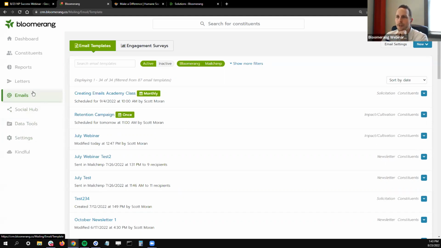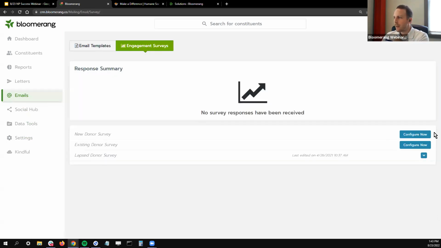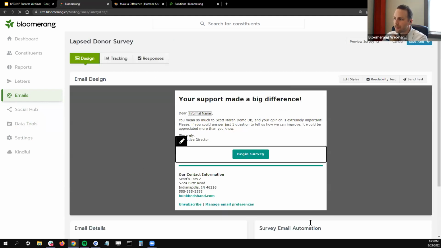So if I go to my emails here again, we have engagement surveys up here at the top. And here I have my lapsed donor survey, my existing donor survey, and my new donor survey. In my demo database, I don't have responses here yet, but if I did, I would see a graph of their survey responses up here. But what I can do is click on my lapsed donor survey. I can build out an email, just like any other email editor here.